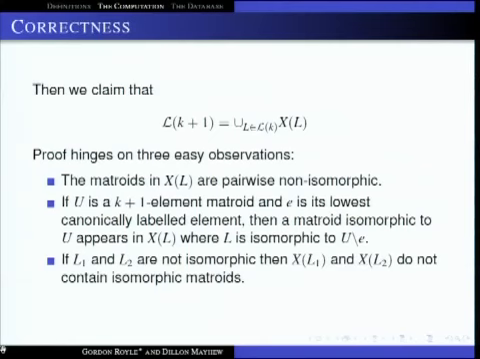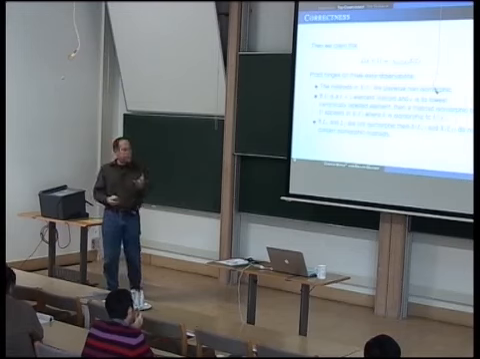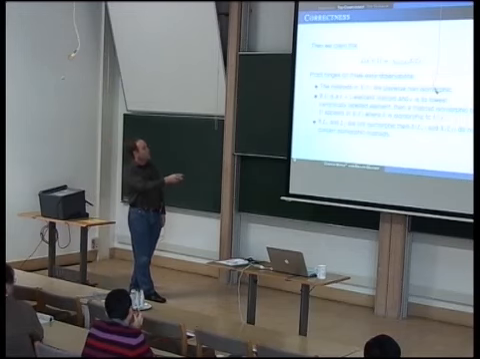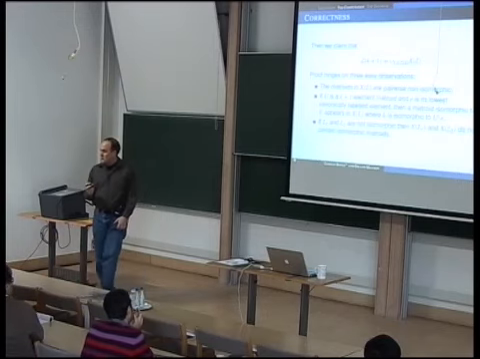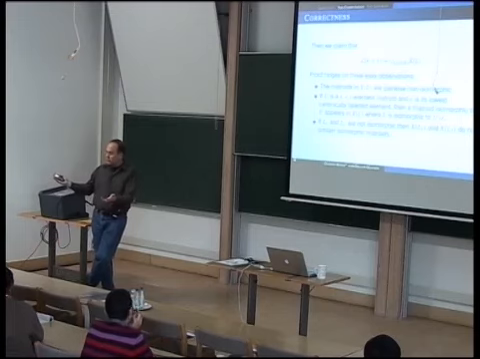If L1 and L2 are not isomorphic, then the extensions X of L1 and X of L2 do not contain isomorphic matroids. They can't, because if U is a k+1 element matroid and E is its lowest canonically labeled element, then you only accept it when it comes from U delete E. If it comes from U delete something else that's not equivalent to E, then you reject it.